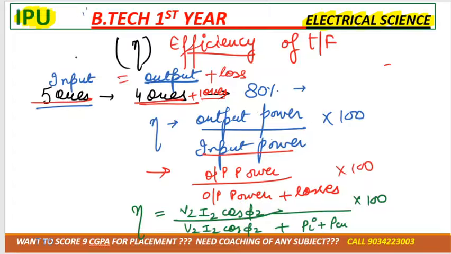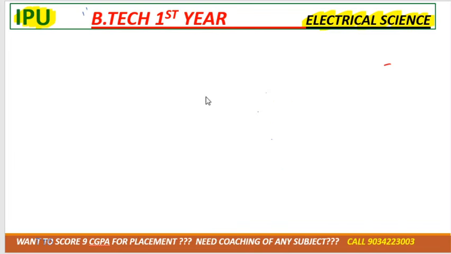Load always depends on current, and load is denoted by x. So wherever the current is there, multiply by x. Here PCU is I squared R, right? So here the current would be x squared only. Got it? Okay, one numerical based on the efficiency. Efficiency is the most important topic, and there is a high chance that you will get one numerical based on efficiency.